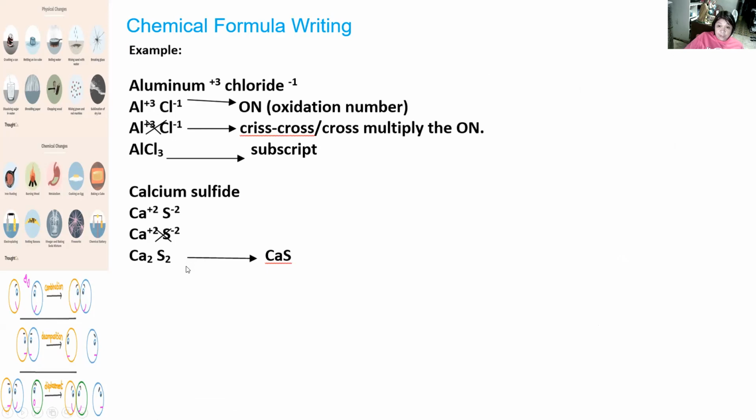Another example is calcium sulfide. Calcium has positive 2, sulfur has negative 2. We crisscross them, and since both of them have 2 as their oxidation number, since both are the same, we drop them both. We get their common GCF. So we write it as calcium sulfide, or CaS plainly.